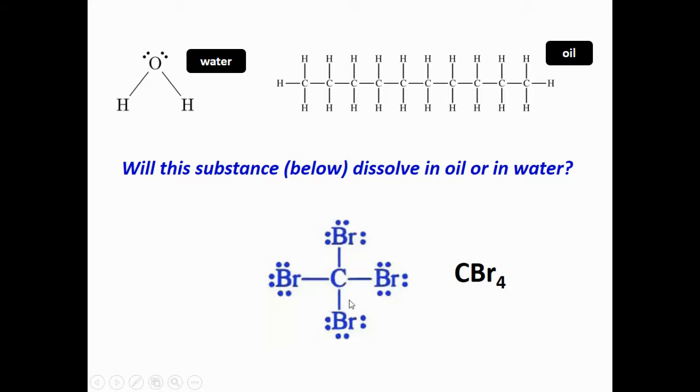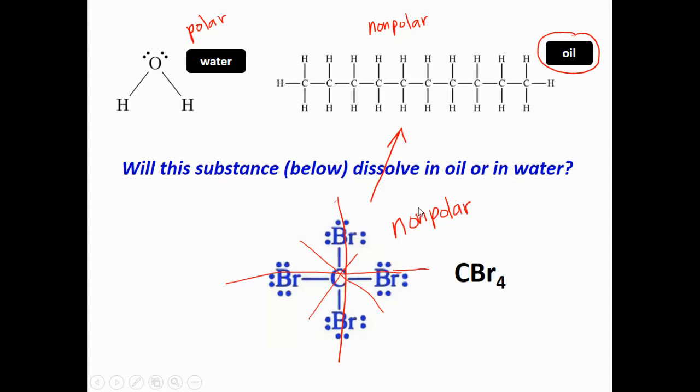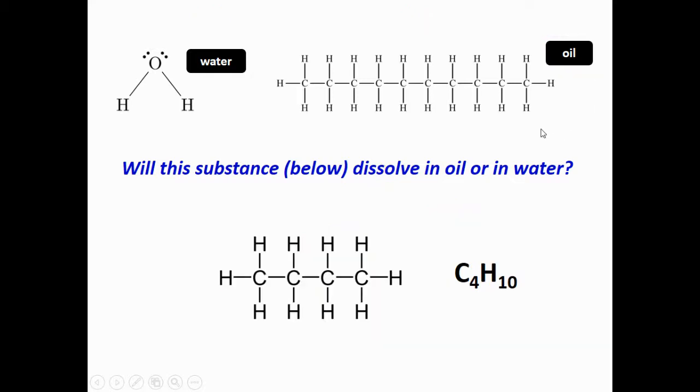Well, this CBr4 has equal distribution of electrons. It's a nonpolar substance. It's going to dissolve in nonpolar substances. Remember, like dissolves like. What about this one? We've got C4H10, and then this one is 1, 2, 3, 4, 5, 6, 7, 8, 9, 10. It's C10H22.